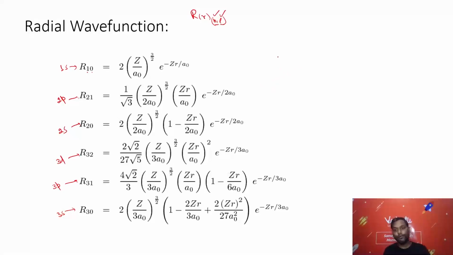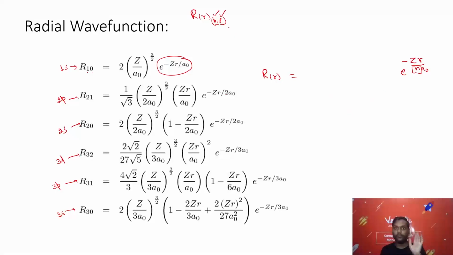Okay, so if you notice, in all of them there is a common term, e power minus Zr by a naught. So in the general form of the radial wave function, there will be a term e power minus Zr by n a naught. Here it is 1 a naught, here it is 2 a naught, 2 a naught, 3 a naught, 3 a naught, because the n value is 1, 2, 2, 3, 3, 3. So whenever you get any radial wave function, the exponential part will directly give you the n quantum number, that is the principal quantum number.